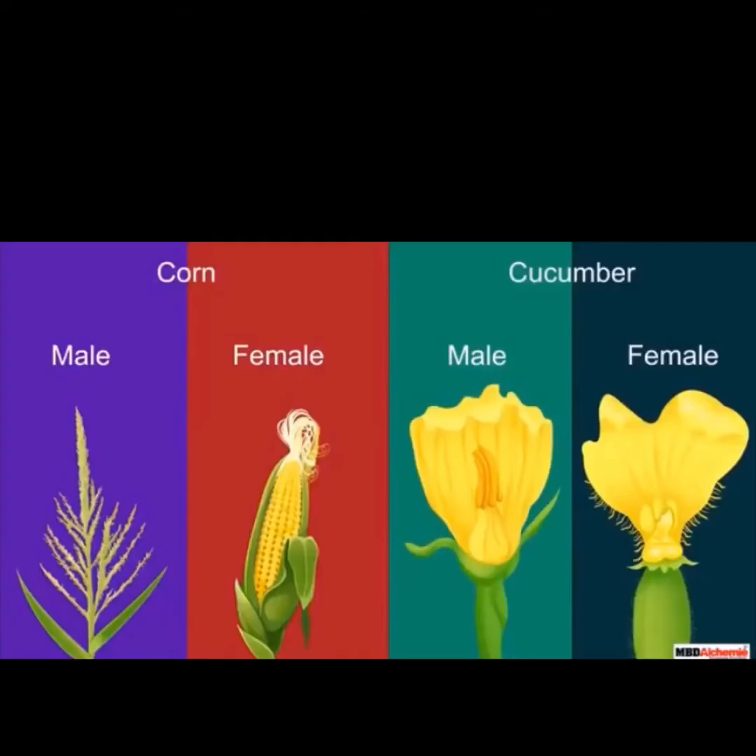The unisexual, like corn and cucumber. The corn has a male flower and a female flower, and also the cucumber has a male flower and a female flower. While in the bisexual, such as tulip, the flower of the tulip contains both male and female reproductive organs.